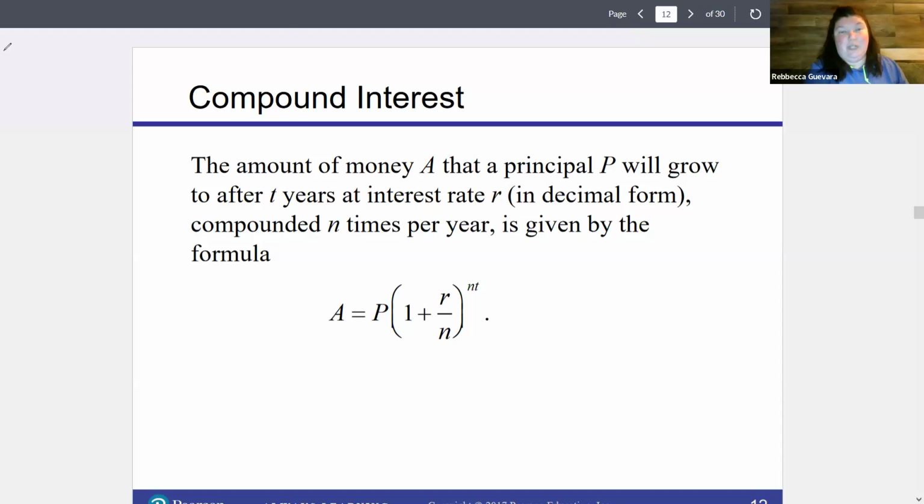The amount of money that a principal P will grow to after T years, at interest rate R in decimal form, compounded N times a year, is given by the formula A equals P times (1 plus R over N) to the power of N times T. T is the variable, so it's kind of like our X in this case. But this is a pretty common formula for compound interest.